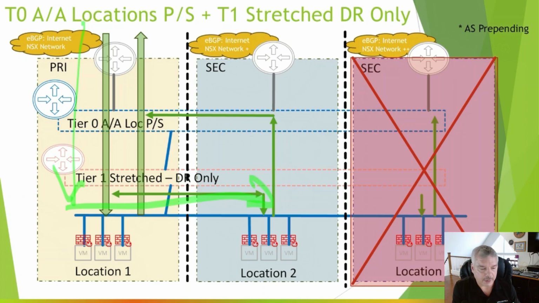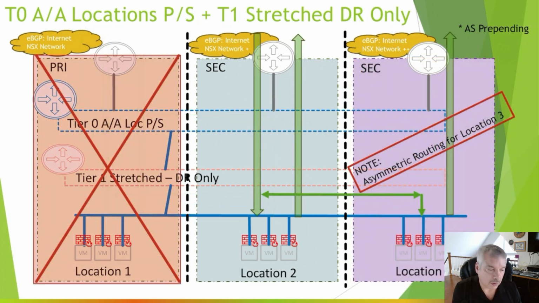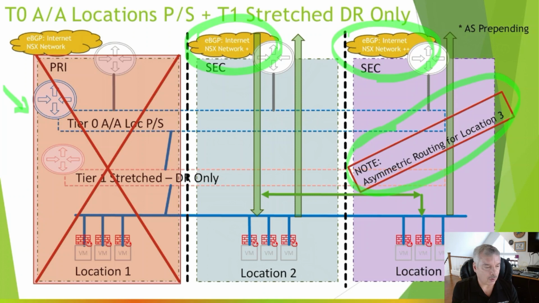Now, the problem comes into play here when we lose location 1, right? So location 1 now is gone. It's history, right? It says here, note asymmetric routing for location 3. So remember we advertised the blue network out all 3 locations. The best cost was from location 1, but location 1's not there. So it's gone. We can't use that. So the next best way to get there is using location 2, because we advertised it at a slightly higher cost than location 1. Location 1's the best way to get in, but hey, it's not there. We'll take the next best, which is location 2.